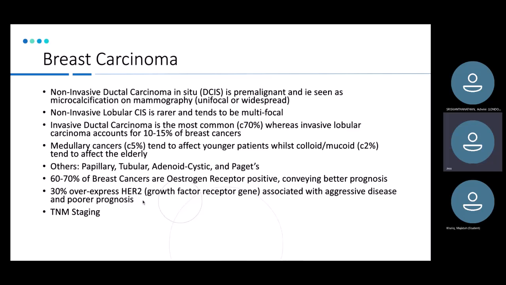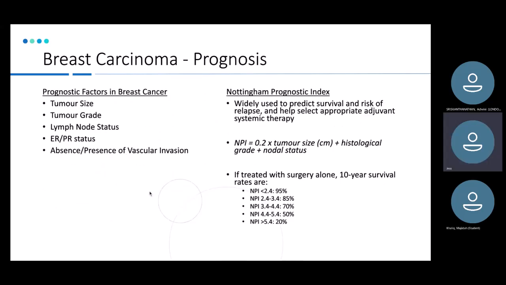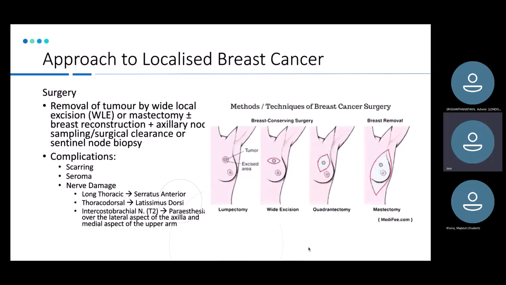And in terms of how you stage them, use TNM. So prognostic factors for breast cancer: tumor size, grade, lymph node status, estrogen and progesterone status, and whether there's vascular invasion. And then Nottingham Prognostic Index is an example of a way that we can prognosticate individuals, and it's calculated with this equation here.